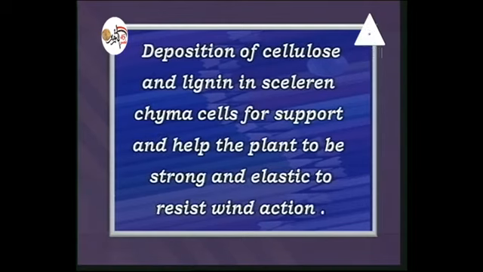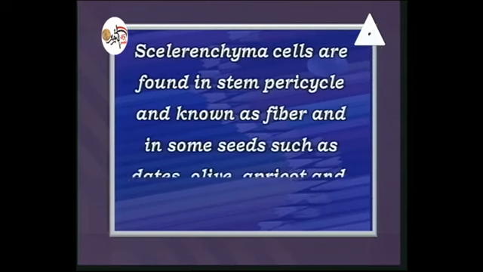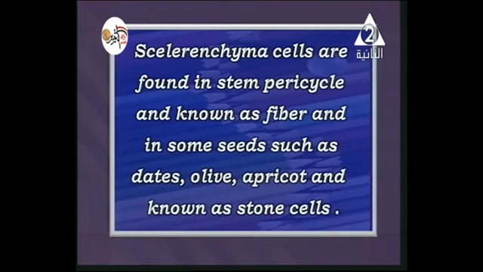Finally, we have an extra example, okay: deposition of cellulose and lignin in sclerenchyma cells for support and to help the plant also to be strong and elastic to resist the action of the wind. Just extra information for you: the sclerenchyma cells are found in the stem, in the pericycle, and they are known as fibers. And also, some seeds such as dates, olive, apricot, and so on are called stone cells.